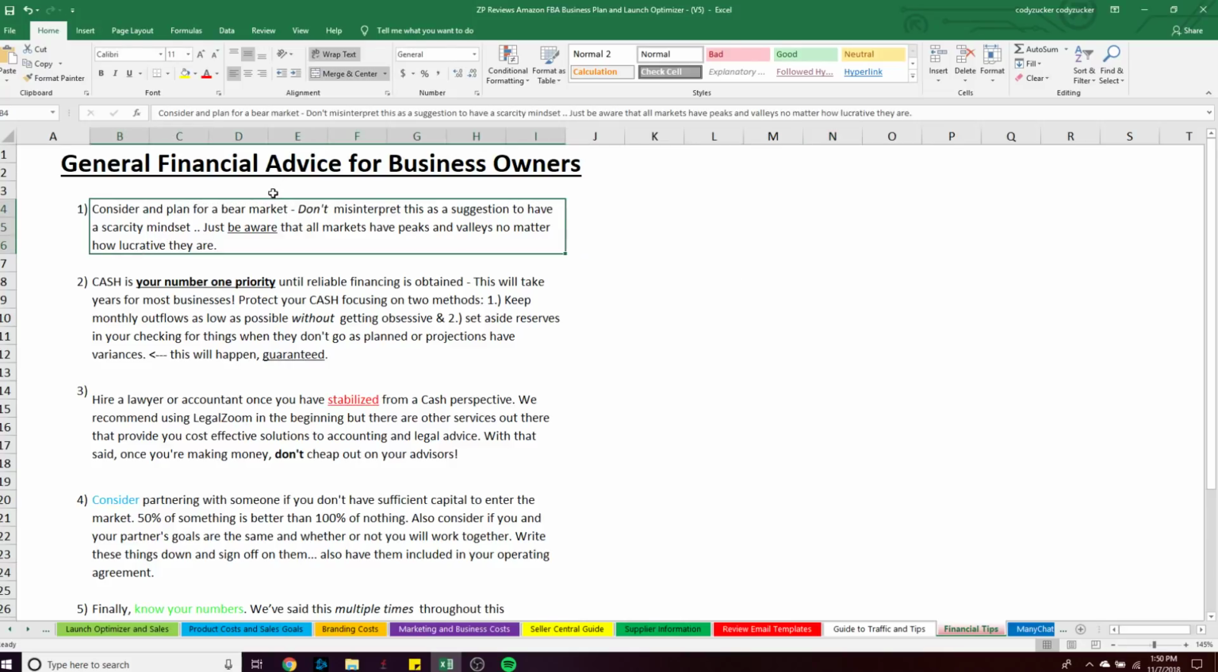So the first one is consider and plan for a bear market. Don't misinterpret this as a suggestion to have a scarcity mindset. Be aware that all markets have peaks and valleys, no matter how lucrative they are. So I think this is just so important.